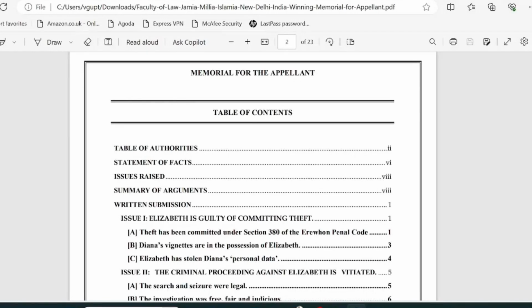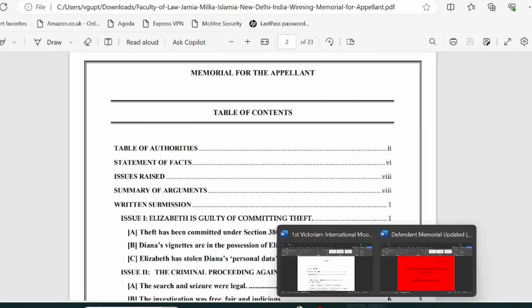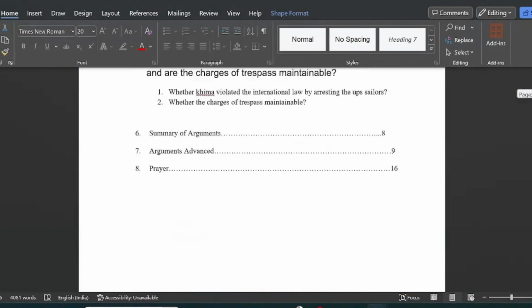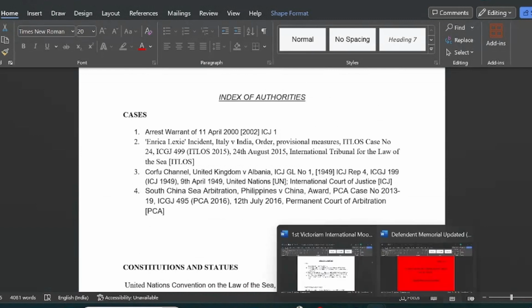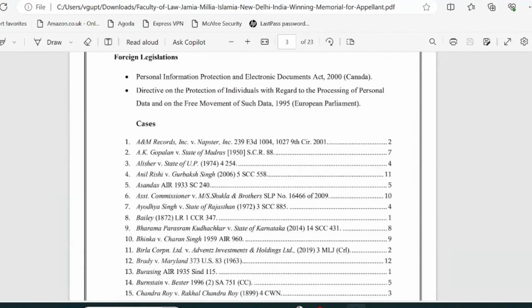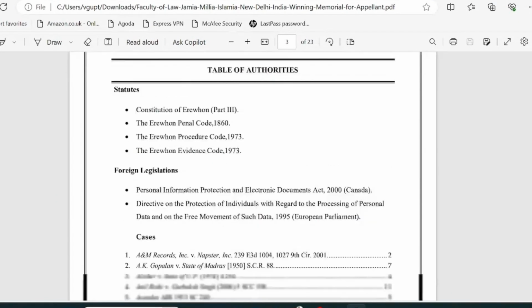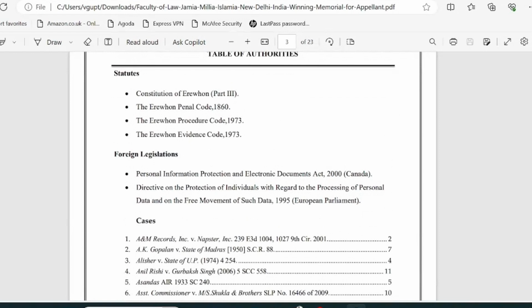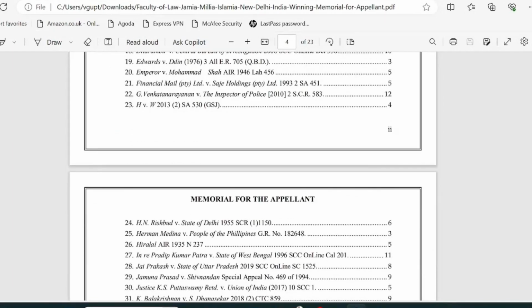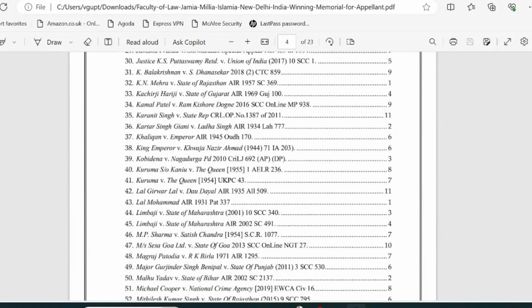What is table of authorities? Table of authorities is basically the references that you have chosen. As I told you, there is an index of authorities, similarly there is a table of authorities. There is no difference. Here you can see table of authorities, the statutes they have referred to, all structured in a very clean format. The foreign legislations they have structured, the cases that are being cited, they have actually drafted the moot court memorial in a very very structured manner.